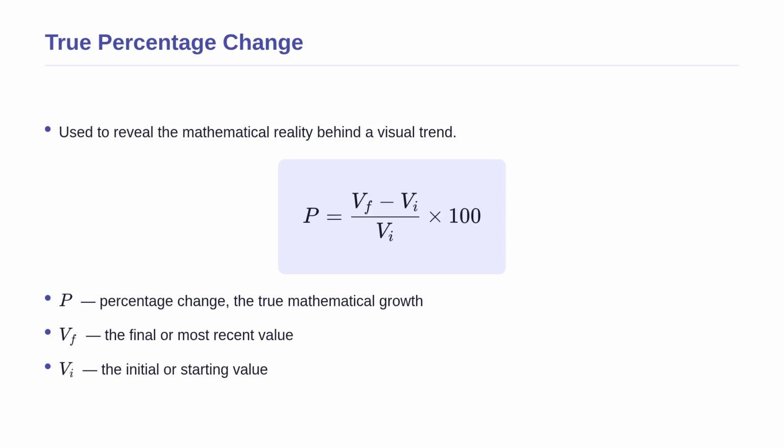The variable V sub F stands for the final or most recent value, and V sub I stands for the initial or starting value. By subtracting the initial value from the final value, we find the raw change. Dividing by the initial value and multiplying by 100 gives us the true percentage. If the visual steepness of a graph is huge, but this percentage P is tiny, you know the graph is misleading.